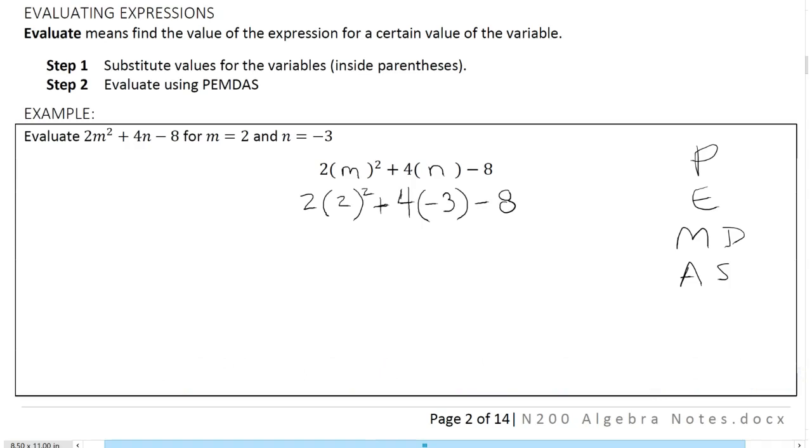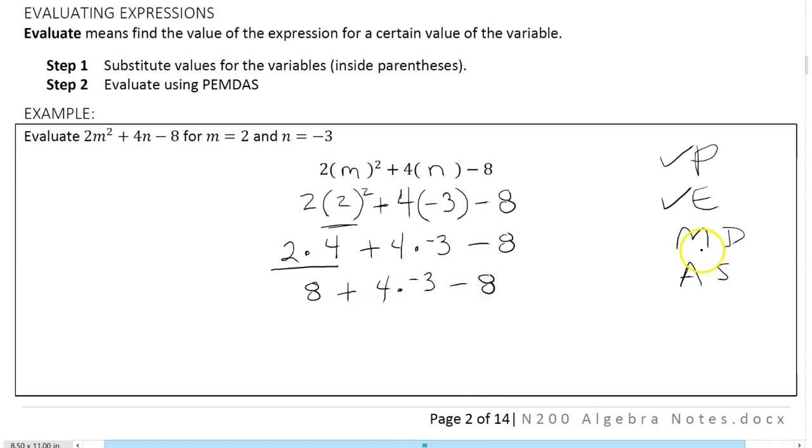Now that you have tried it, check your work. There are no operations within parentheses, so begin with exponents. 2 squared is 4, for 2 times 4 plus 4 times negative 3 minus 8. Now proceed to multiplication. 2 times 4 is 8, plus 4 times negative 3 minus 8. We still have multiplication, so we get 8 plus negative 12 minus 8.